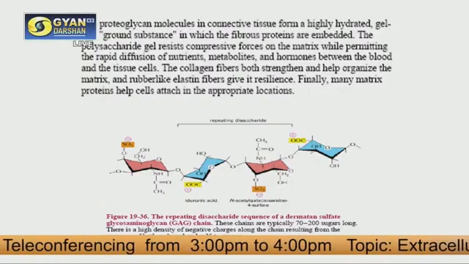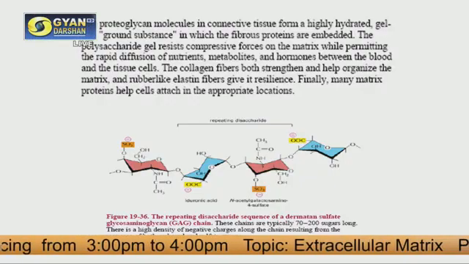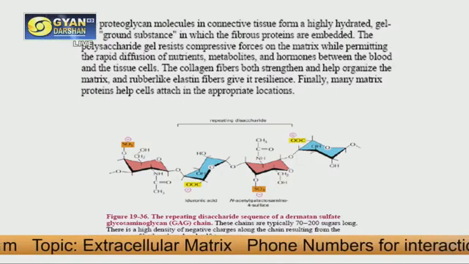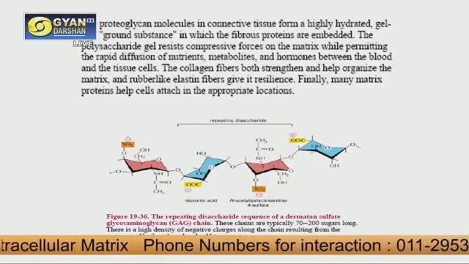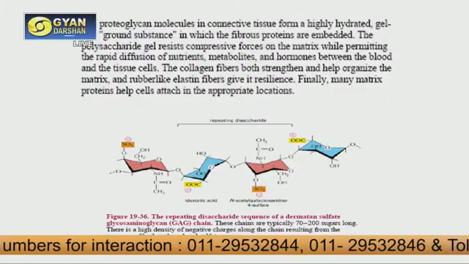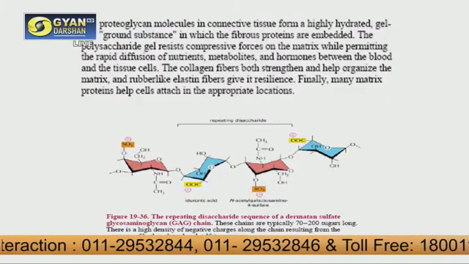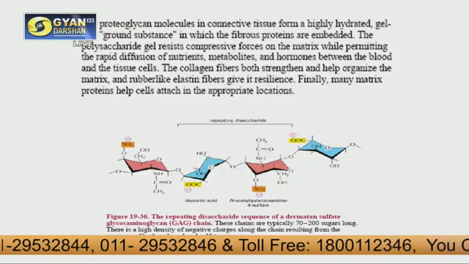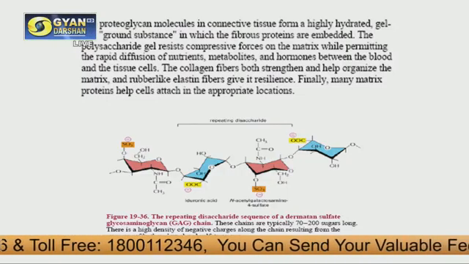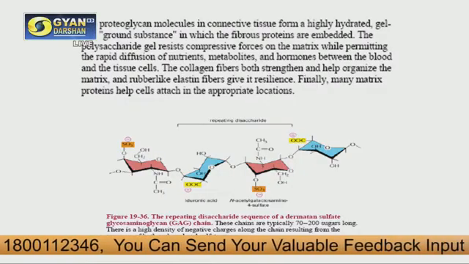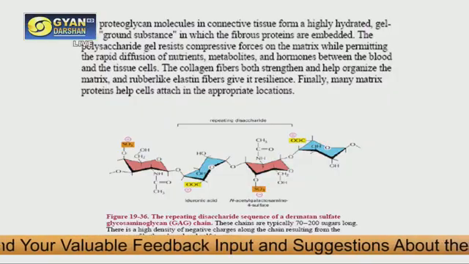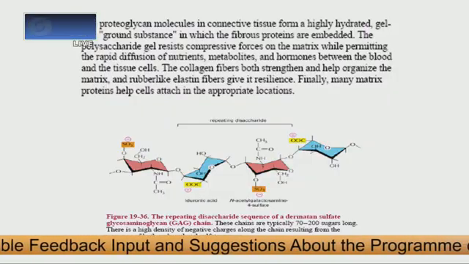So what is proteoglycan basically? It forms a highly hydrated gel-like ground substance in which the fibrous proteins are embedded. Within the proteoglycan, the fibrous proteins like collagen and elastin are all embedded. And what is the function of the polysaccharide gel? It resists compressive forces on the matrix while permitting the rapid diffusion of nutrients, metabolites and hormones between the blood and the tissue cells.